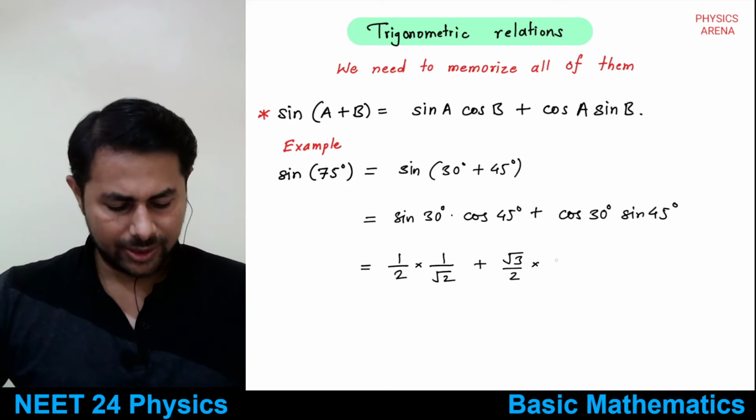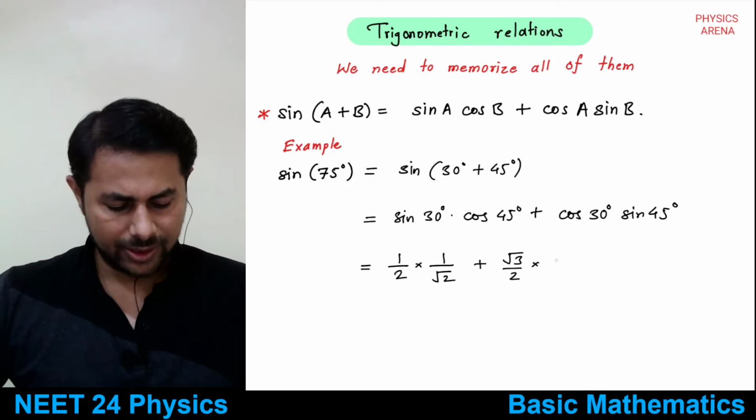So anybody tell me the difference of any two angles. 60 and 45, that's good. 45 and 30, that's good. So you have multiple possibilities, right? So let's take again 45 and 30. So it is sine of 45 degrees minus 30 degrees. So that is equal to sine 45 cos 30, minus cos 45 sine 30.